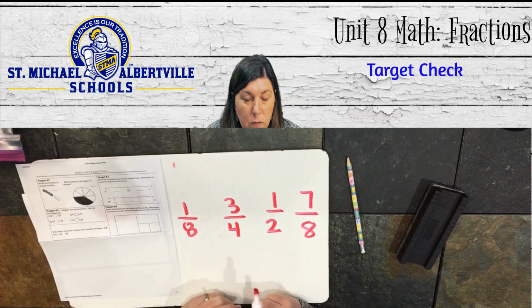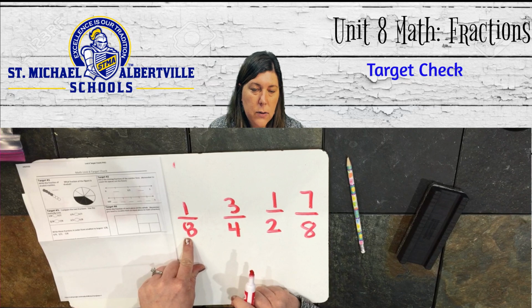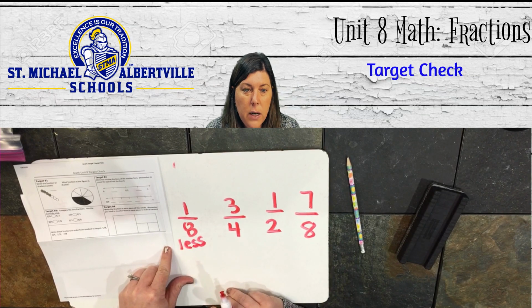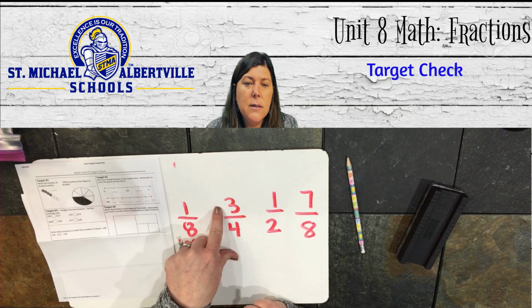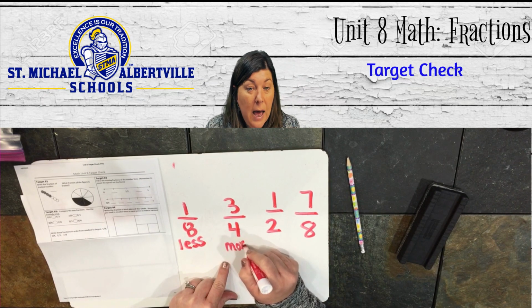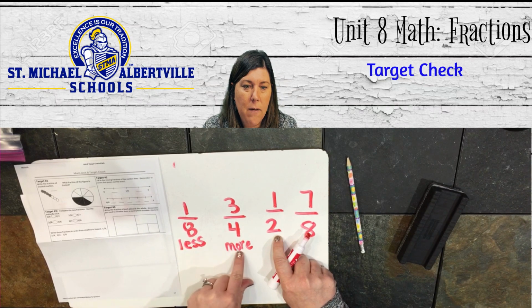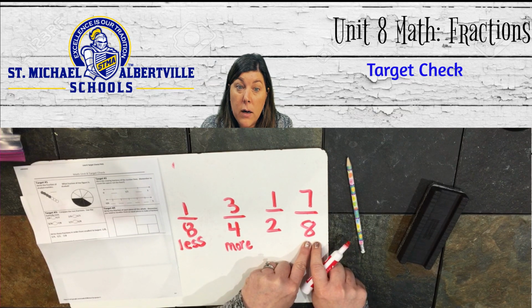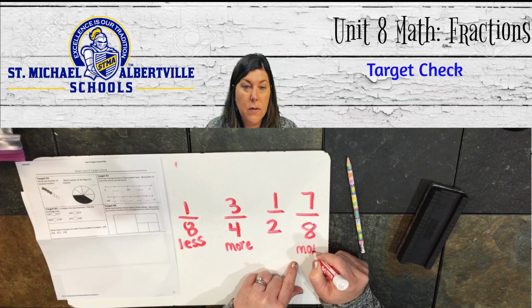I could look at these 4 fractions and say, okay, half of 8 is 4. So this one is less than a half. This one, half of 4 is 2. And this one has more than 2. So this one is more than a half. Half is half. This one is less than a half. This one is more than a half. So I'm going to go to 7/8. Half of 8 is 4. This one is 7. This one is more than a half.